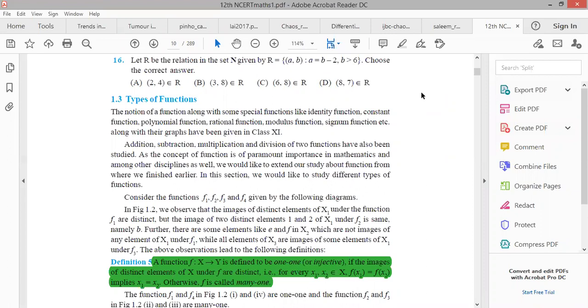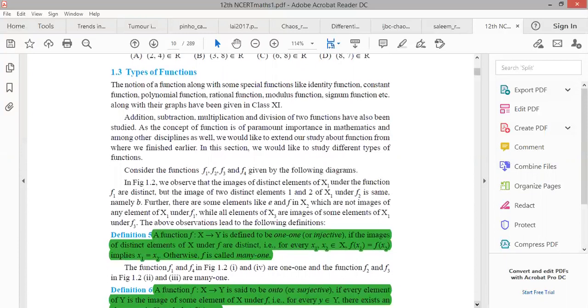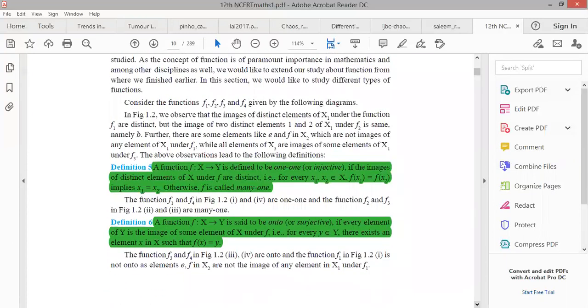Today in this lecture, we will be discussing types of functions. Earlier, we have discussed the types of relations, and now we will be discussing the types of functions. I would like to recall the concept of the functions. A specific type of relation is called a function if every element of the domain has a unique image in the codomain. So keeping the definition in view, we will go to the types.